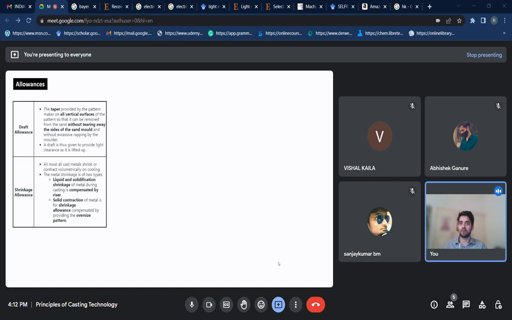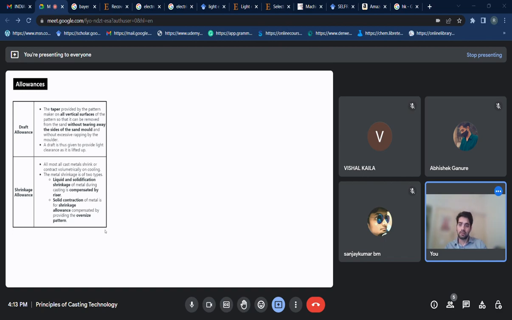So we were at the different types of allowances. If we talk about the draft allowances, as I covered, it helps all vertical surfaces in the removal process after the cooling down of our melt. It helps them to be removed without tearing away the sides of the sand mold and without excessive wrapping by the molder.